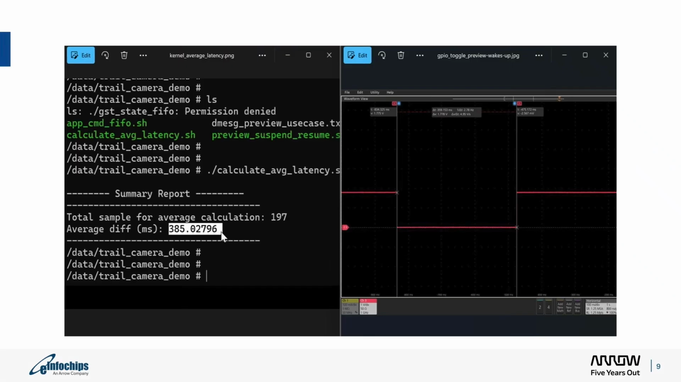We measured the latency using two approaches. In the first approach, the K-object timers from the kernel are used to measure latency, while in the second approach, a GPIO toggle method is used. The image indicates that the first approach has an average latency of around 385 milliseconds, whereas the GPIO toggle approach measured latency around 360 milliseconds.